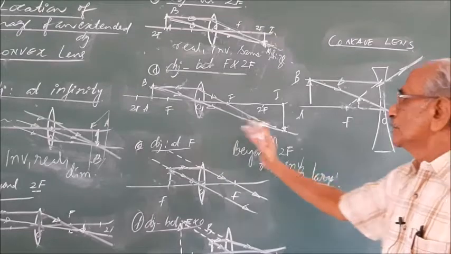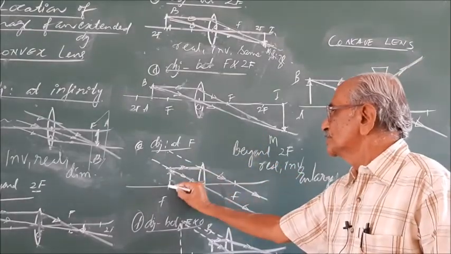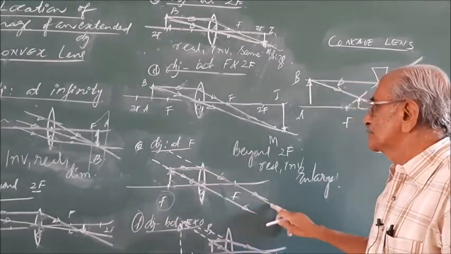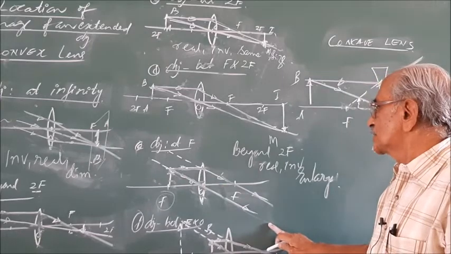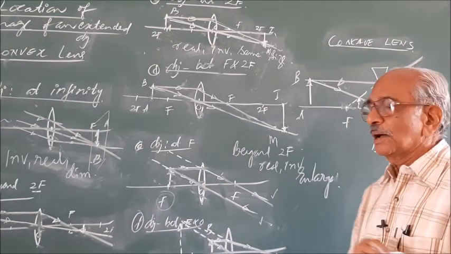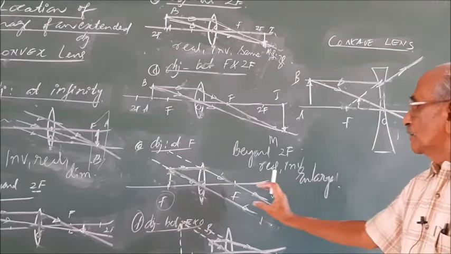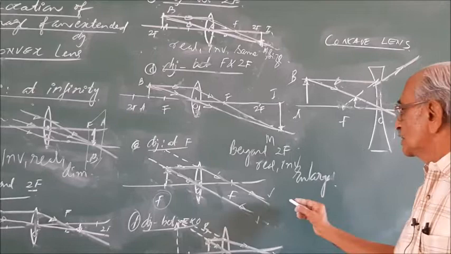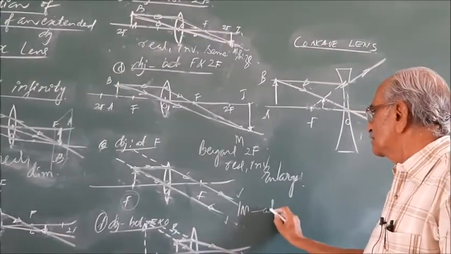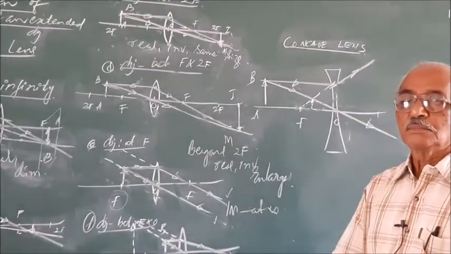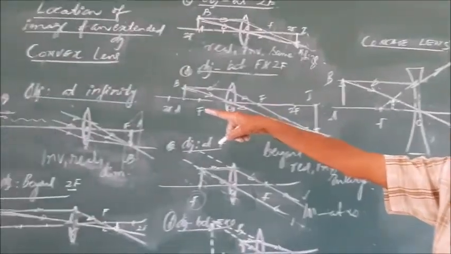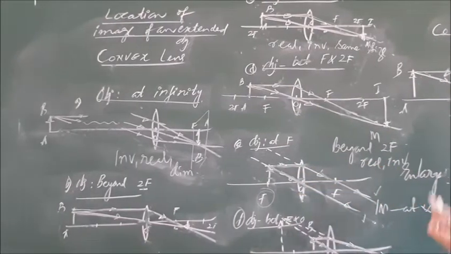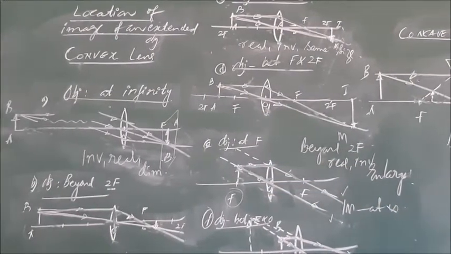Now, I move the object again further towards the lens and keep it at the focus. Ray parallel to the axis passes through F, the ray through optic center goes straight, and they emerge out parallel. We know that they do not meet, or they meet at infinity. So the image is at infinity. Note that in the first case, if the object is at infinity, the image is at F. Here, if the object is at F, the image is at infinity. They seem to be complementary.